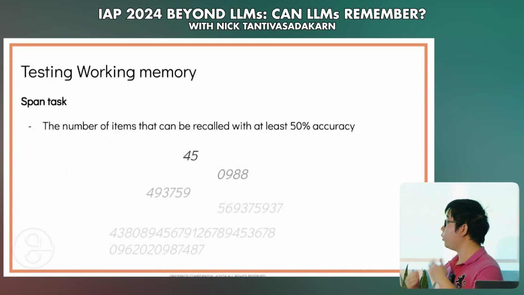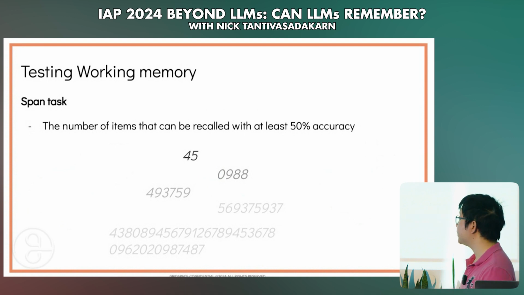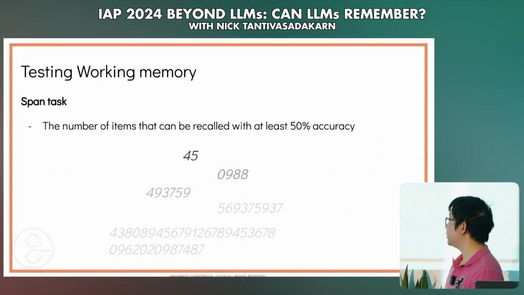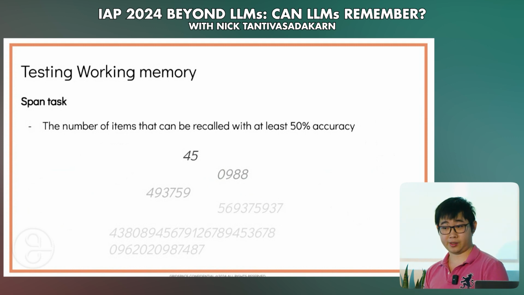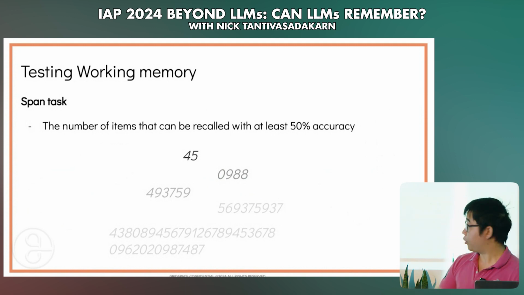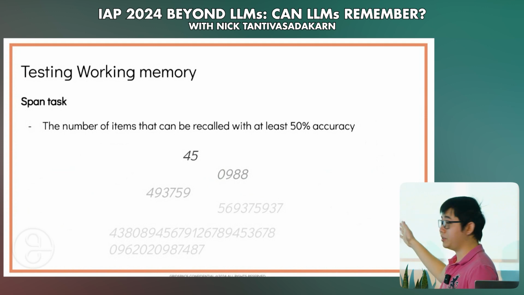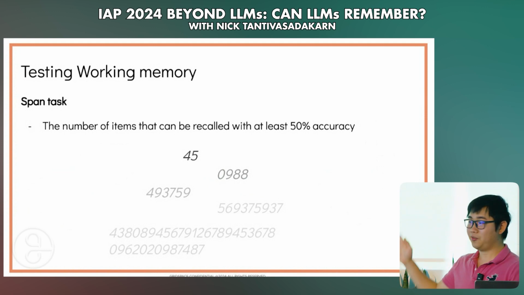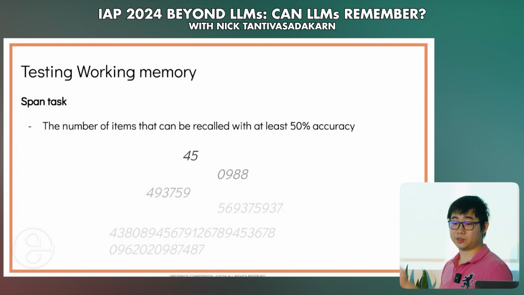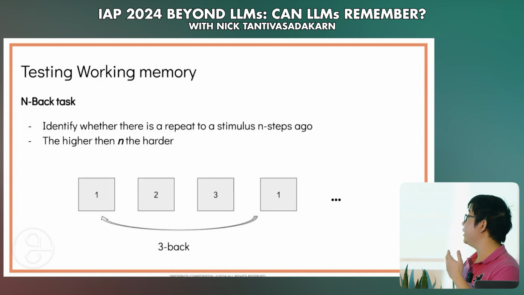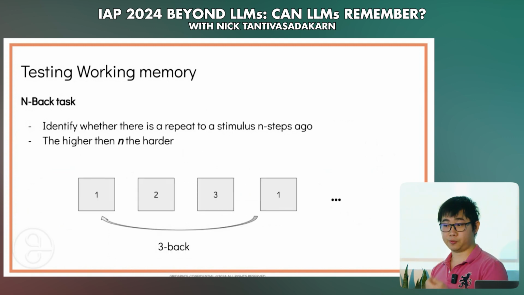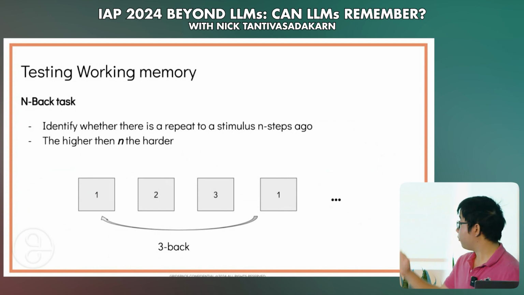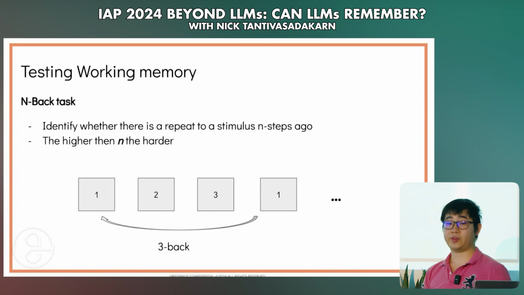So what are the ways that we test working memory in humans? One way is to use the span test, which is the number of items that can be recalled with at least 50% accuracy. As you can see, as the number gets longer and longer, it's probably going to be very hard for the average human to remember. The other one is the N-back task, the thing that we've been doing at the beginning of the activity.